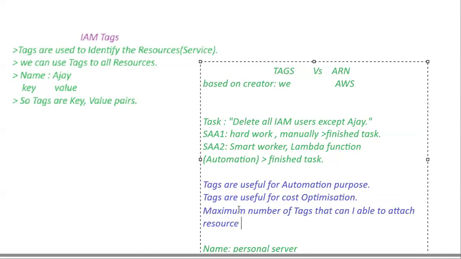What is the resource? A resource may be an EC2 instance, S3, or whatever the service may be. You can take any service as your resource. So for a resource, how many tags can I attach? I can attach 50 tags. Name Ajay is one tag. Like that, I can add multiple tags, up to 50 tags.